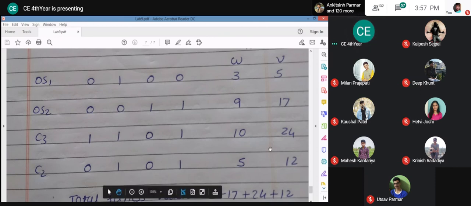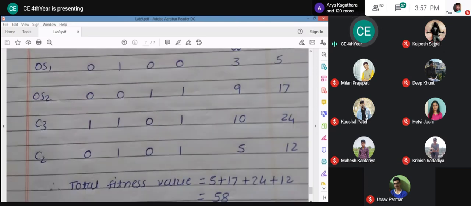Right, so in this way you have to calculate weight and value, everyone. Now when you calculate the total fitness value, in this case the weights are 3, 9, 10 and 5, and all of you know the knapsack capacity is given, that is 12. So what does it mean? It means that all this population, C1, C2, C3 and C4, is selected.